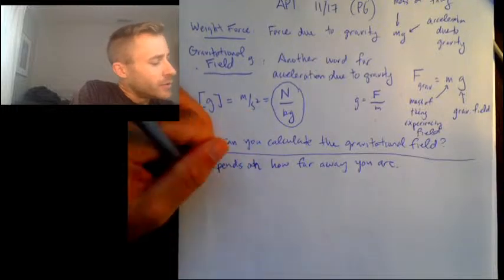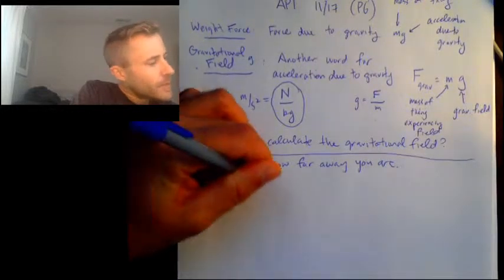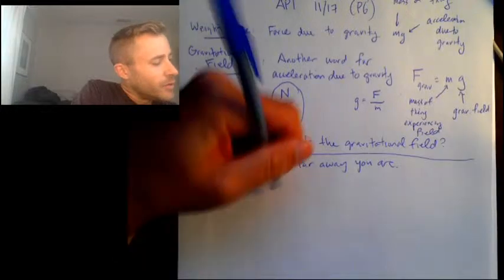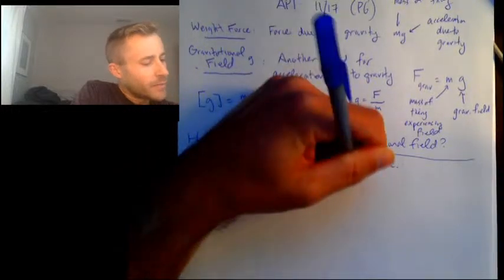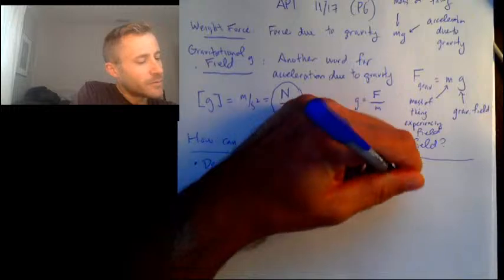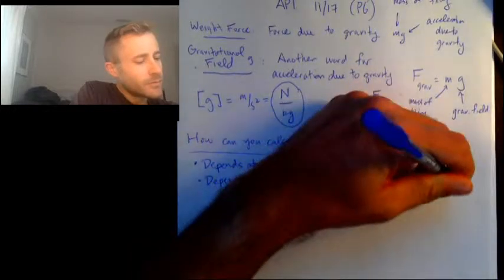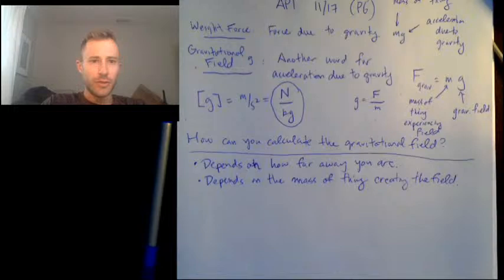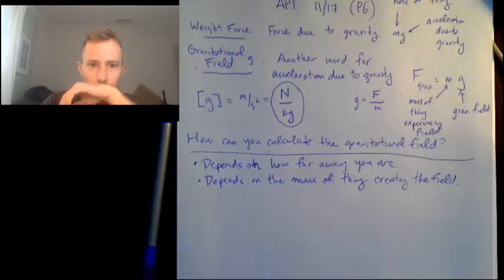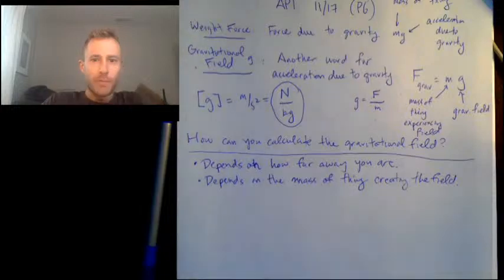The other thing it depends on is the mass of the thing creating the field. Okay? So the more massive the thing is, the stronger the gravitational field that thing creates. So, for example, things like planets create large gravitational fields.